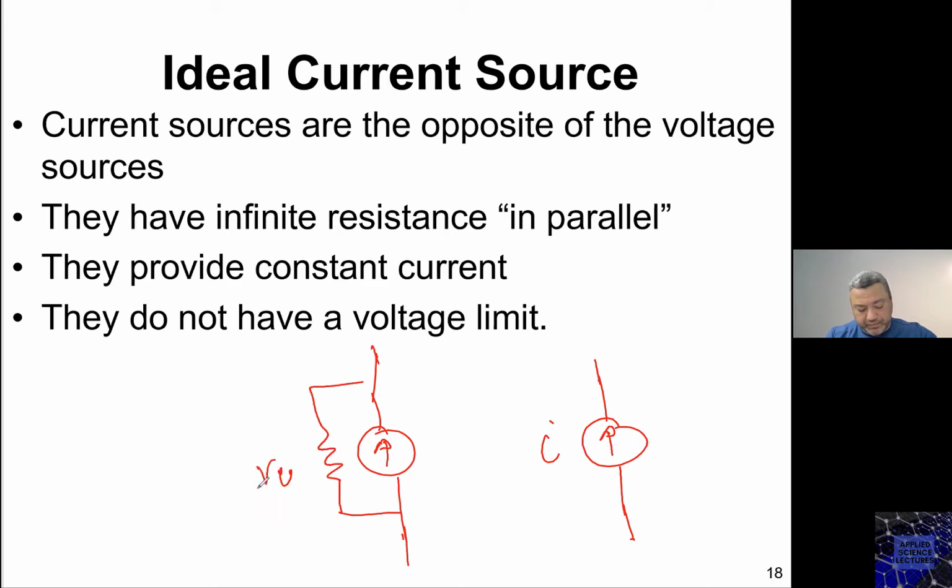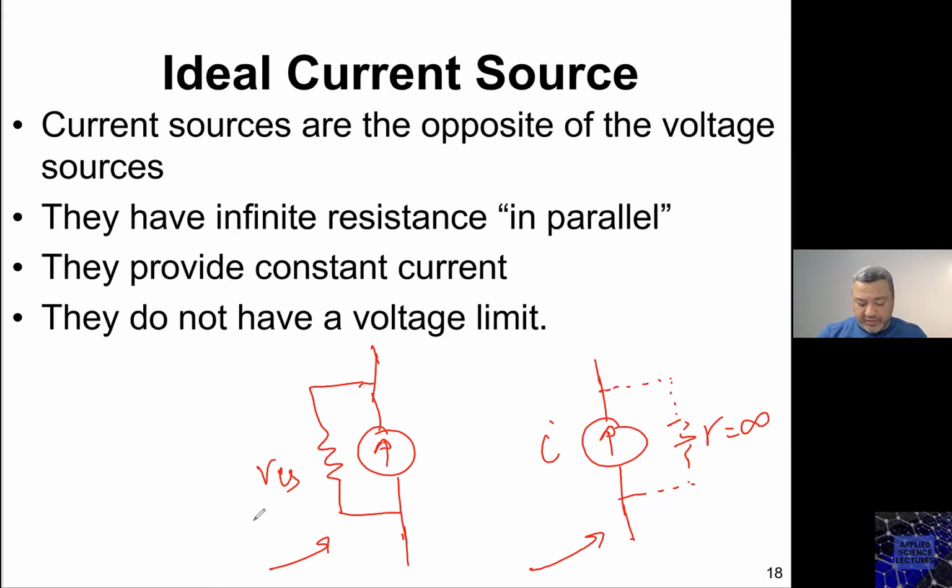Now, if you compare this with this, you can easily tell that this resistor that has been omitted basically represents an R of infinity, and that's why it has been removed. So this is an ideal independent current source, and this is a non-ideal independent current source. We will be dealing with ideal sources.